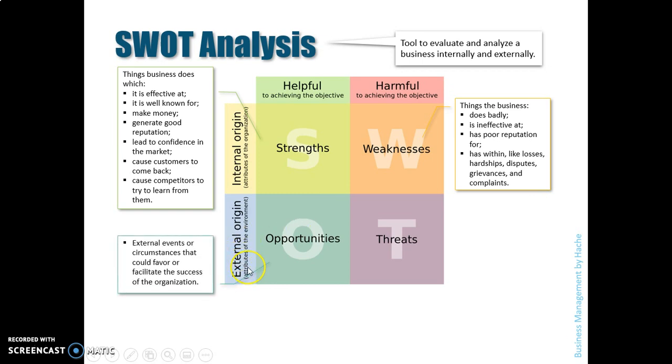Now let's take a look at what's external, what's happening outside. We have the opportunities. The opportunities are basically a list of the external events or circumstances that could favor or facilitate the success of the organization. So anything relevant that is happening outside the business that would become an opportunity for growth, for expansion, for more profit, all those opportunities must be taken into account and mentioned here.